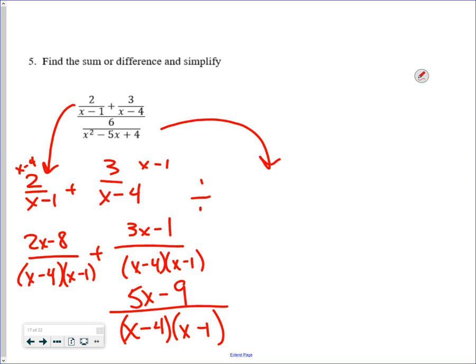I apologize, I did make a small error. Hopefully some of you caught that as I was doing it. So I multiplied this by 3x minus 1. I should have got 3x minus 3. So I apologize for that.